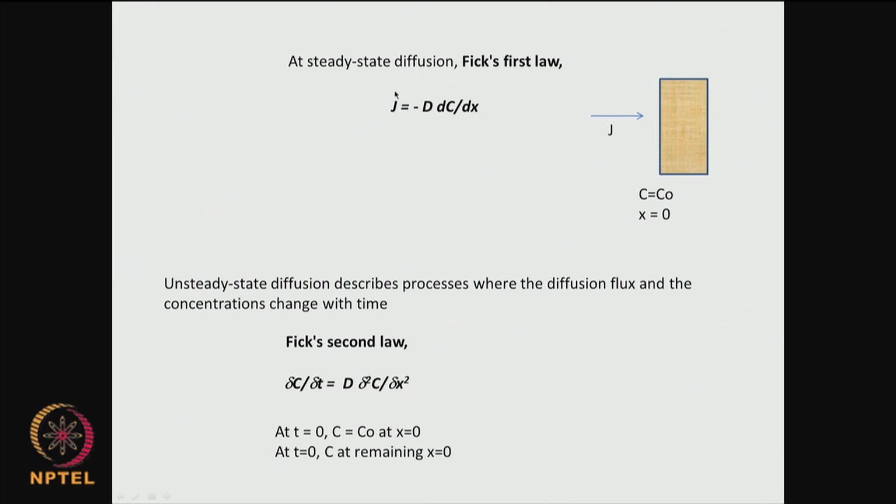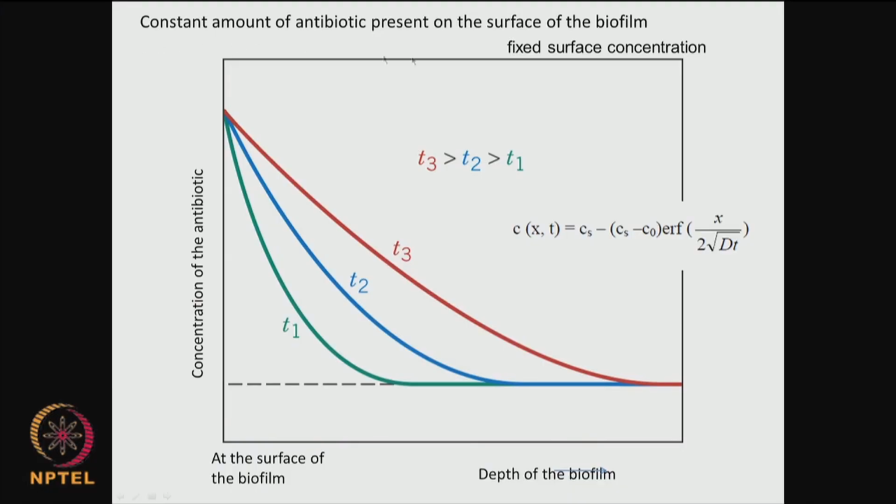When we have the constant flux J on the left hand side, then dC by dx looks like a linearly decreasing concentration as we move along inside the biofilm. Now, we can have different situations of the flux and we can have different types of graphical observations. Let us look at it. Suppose we have fixed surface concentration, that is, a constant amount of antibiotic present on the surface of the biofilm.